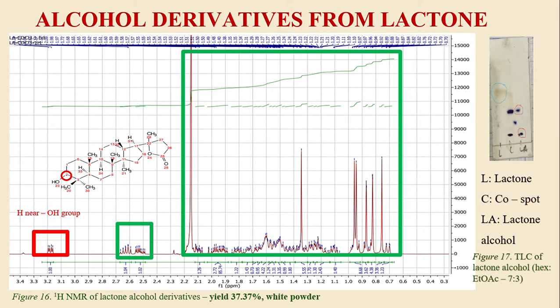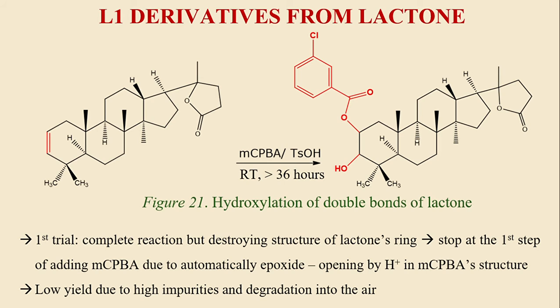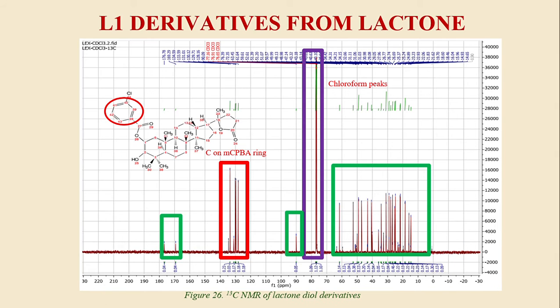We then transform the OH group in the lactone to an alkene group, but due to the semi-oil form, the yield was not high, and it was easily degradable in the air. The hydrogen at the double bond shows clearly in the NMR result. Finally, we add one more oxygen to that double bond by using mCPBA. Because of the semi-oil form of the reactant, the compound degraded a lot during the reaction, which made the yield low. The NMR showed a change in the signal at around 7.5, which was hydrogen on the mCPBA ring, and about 2.5 for the hydrogen near the mCPBA ring.